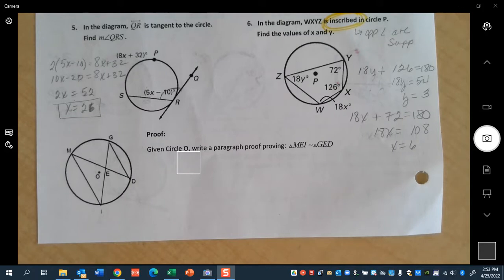The opposite angles in a quadrilateral are going to be supplementary. So this plus this is this plus that. You think they should use the same variable?